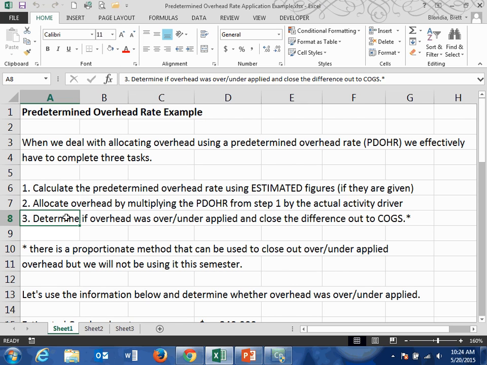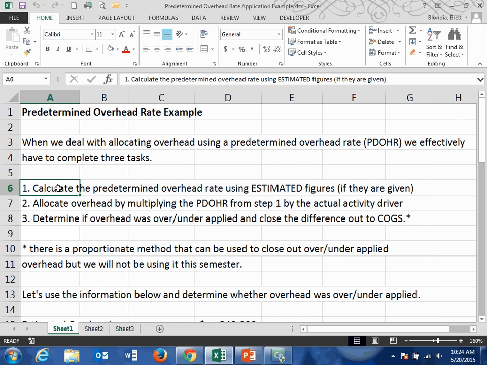The first thing, at the very beginning of the year, day 1, we are going to calculate our predetermined overhead rate using the estimated figures that are given. So that's estimated overhead divided by the estimated activity driver. And the question either will tell you what the activity driver is or will give you some options that you would have to pick from a list of what makes the most sense. For the most part, at this phase, we're probably going to be giving you the estimated activity drivers. Okay, so that's step 1, done right at the beginning of the year.